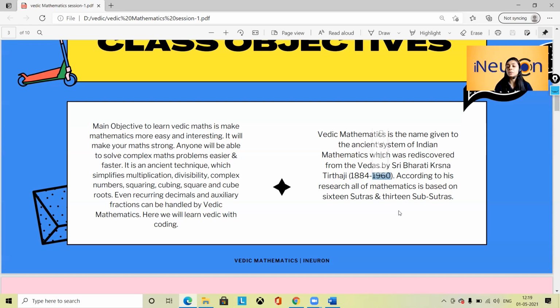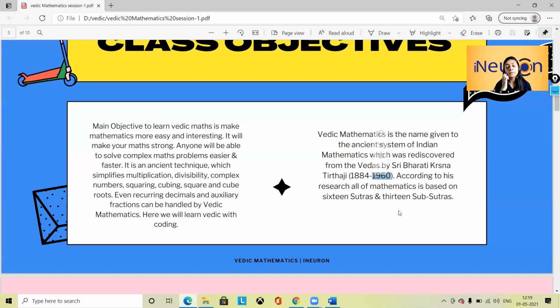Right, now you should know what Vedic mathematics is. It consists of a set of formulas and tricks which you can use to solve your maths problems. Fine. So why should we learn Vedic mathematics? The basic objective is to make maths easier, fun-loving and interesting, and you can solve your problems very easily and in a faster way with respect to the traditional ways, right?